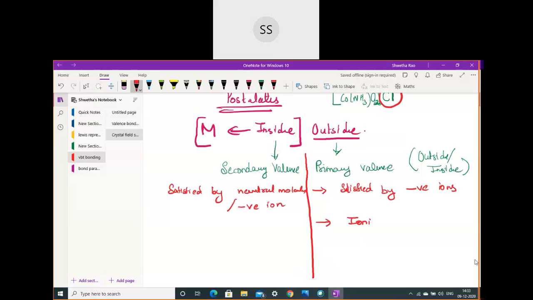It can be satisfied by either a neutral molecule or a negative ion. Need not be a negative ion all the time. It can be a neutral molecule or it can be a negative ion. And then the primary valences are the ones which got ionized. So remember, primary ones are ionizable. The next point we can see, the ones which are present outside can get ionized.